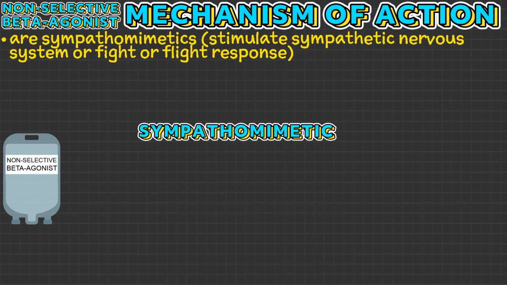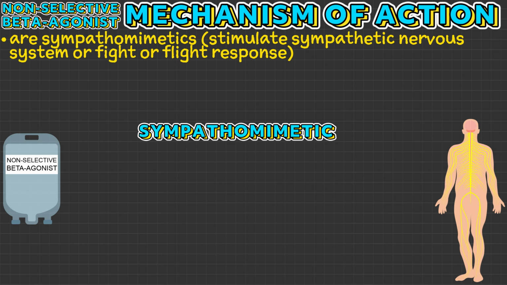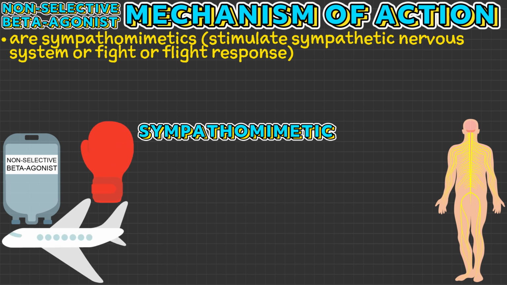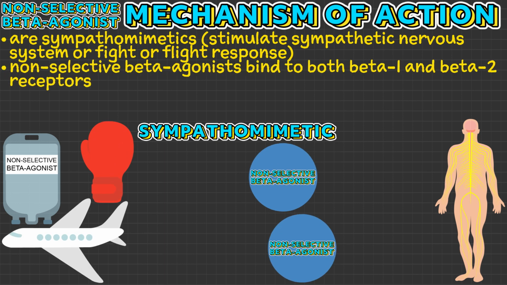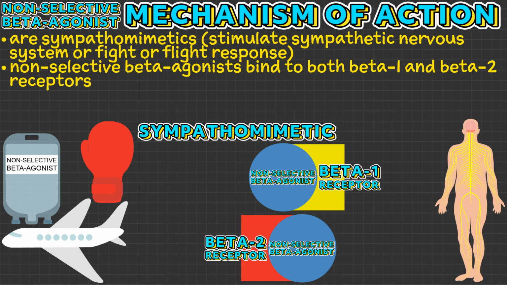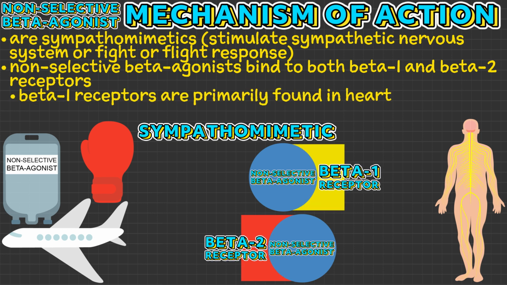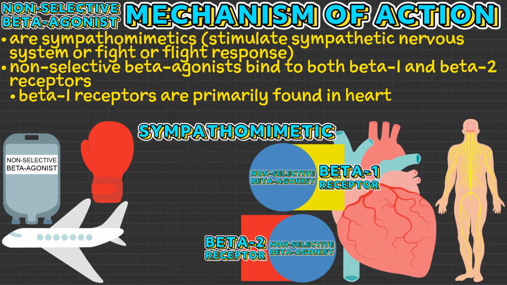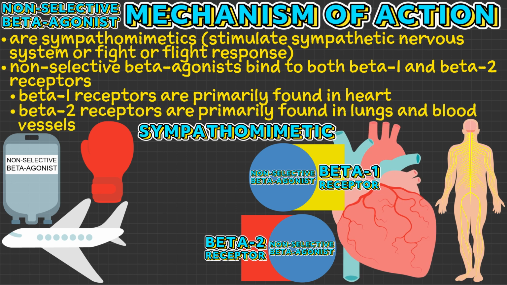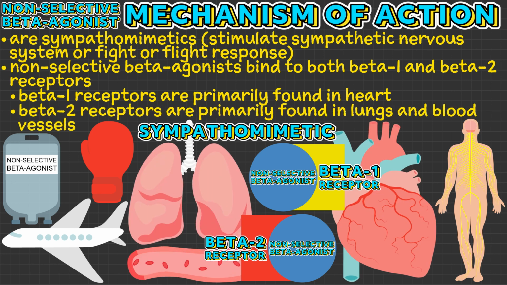Non-selective beta-agonists are sympathomimetics, meaning they stimulate a sympathetic nervous system or fight-or-flight response. They do this by binding non-selectively to both beta-1 and beta-2 receptors. Beta-1 receptors are primarily found in the heart, whereas beta-2 receptors are primarily found in the lungs and blood vessels.